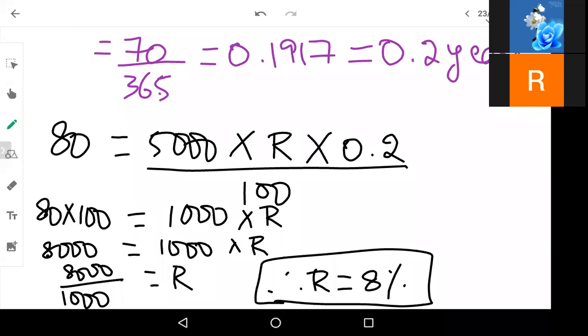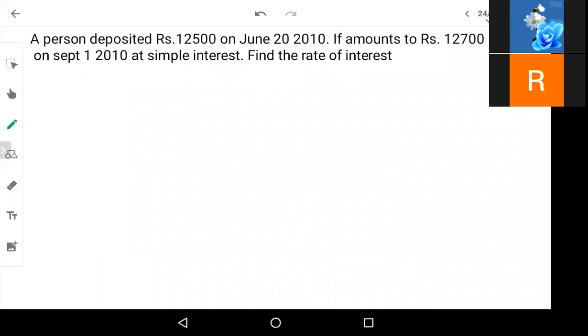Great. Then let's go to the next question. Next, a person deposited rupees 12,500 on June 20, 2010. If it amounts to rupees 12,700 on September 1st, 2010 at simple interest, find the rate of interest.